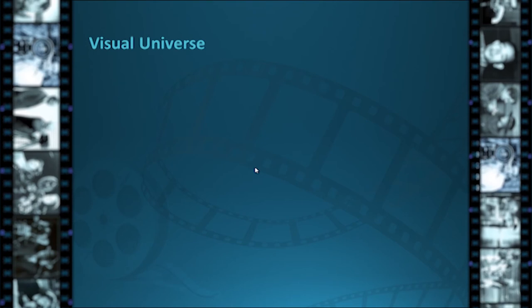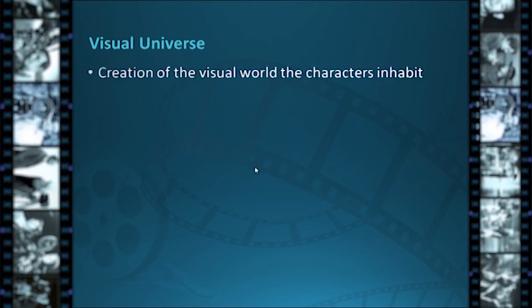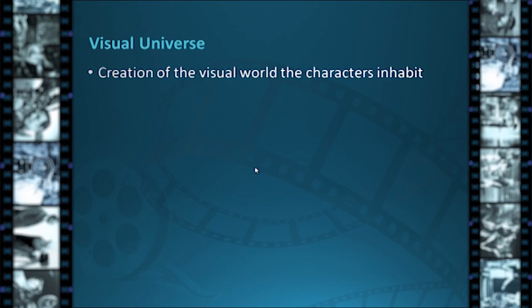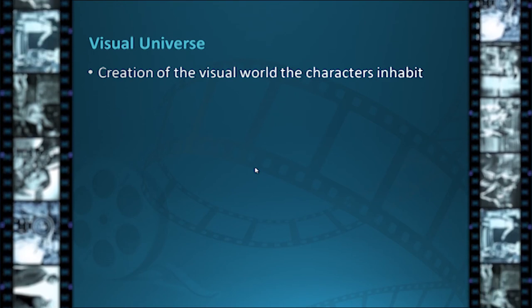Now, finally, we will be talking about the concept of visual universe. Now, what is this visual universe? It basically involves the creation of a visual world for the characters of a film that they inhabit. So, to make this clearer, I have a clip to show it to you after we talk about this.